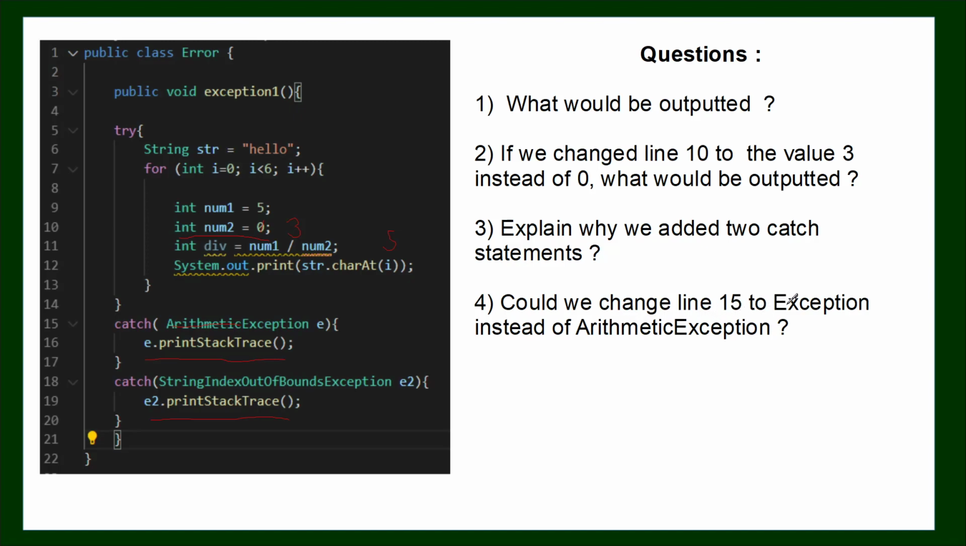Could we change the line 15 to exception? So could we just get rid of this and have the first one as exception? Well, this wouldn't work. This would produce a compile error, because you can't have the parent class exception and then a more specific one, because it would never reach that line 18, because all exceptions fall under the exception object. So the string index out of bound exception would also be an exception object. So you wouldn't need that line 18. If you got rid of the line 18 and just had one catch, it would be fine. But you can't have the exception object and then another catch with another exception.